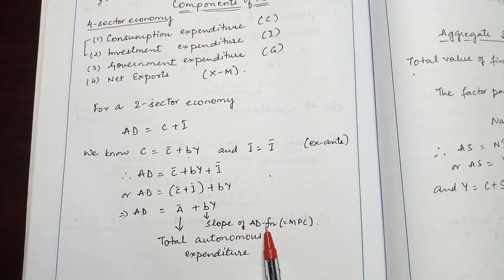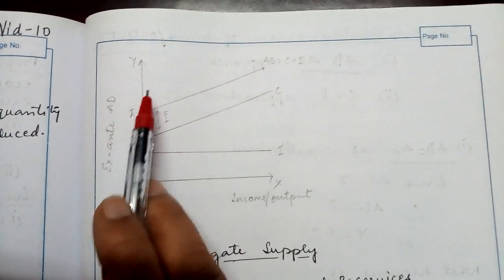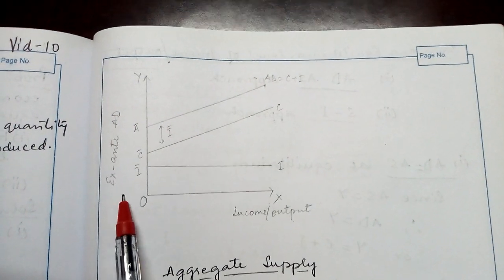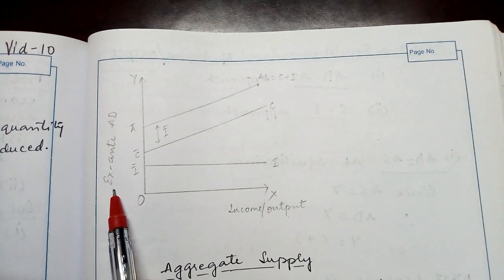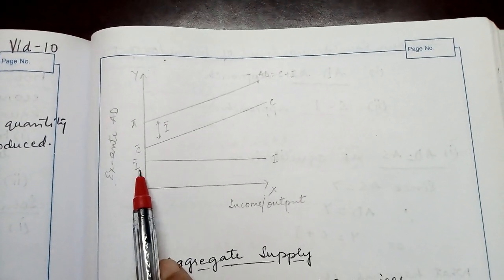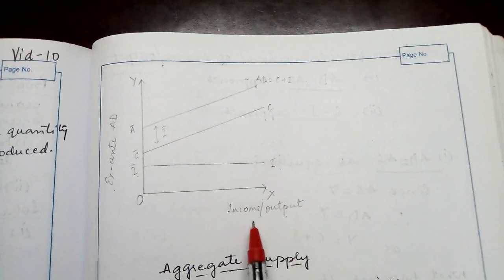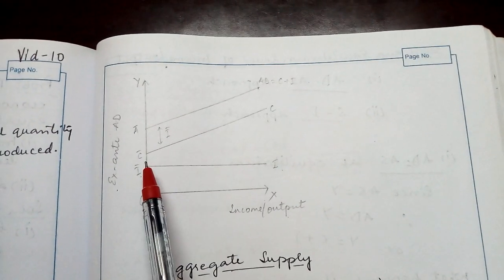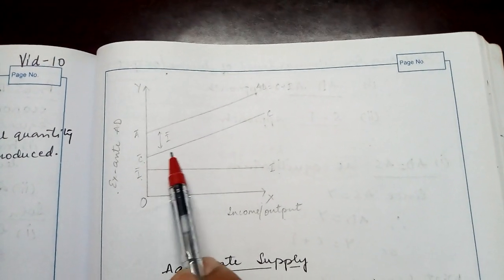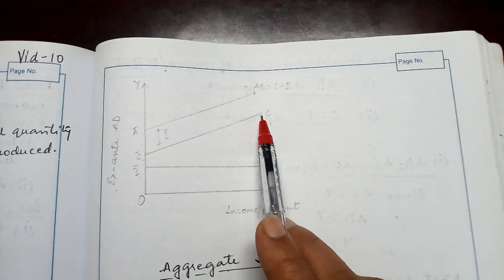Let us try to understand this with the help of a graph. Now here we have a graph. On the x-axis we plot income and output. On the y-axis we plot ex ante aggregate demand, that is the planned aggregate demand. Now previously we learned that autonomous investment is parallel to the x-axis, since it remains the same whatever be the income. Then we have autonomous consumption, which starts much above 0 and then goes upward since there is a positive relationship between income and expenditure or consumption.